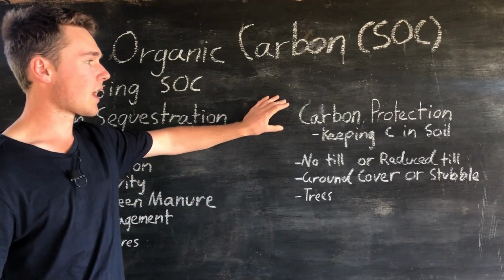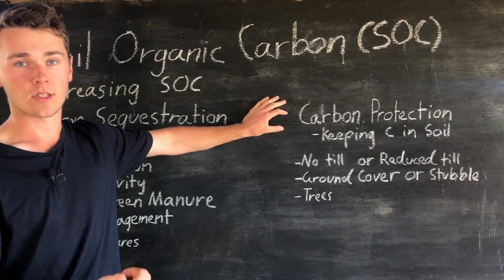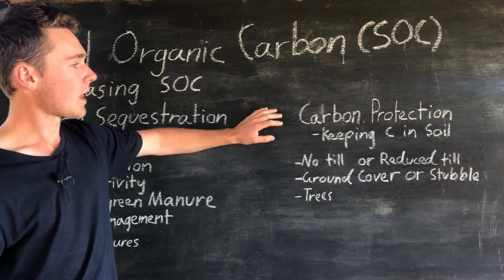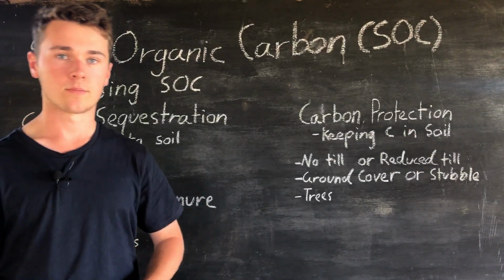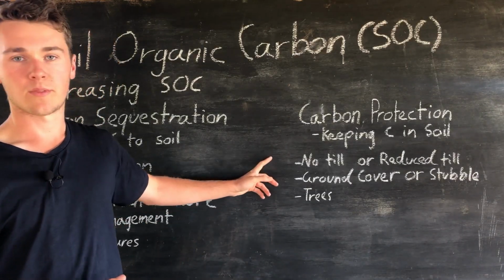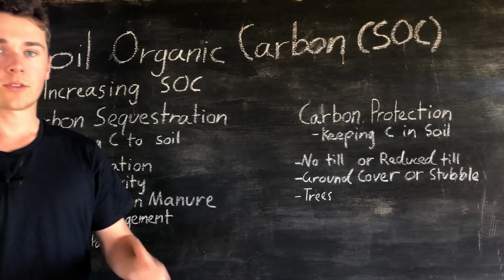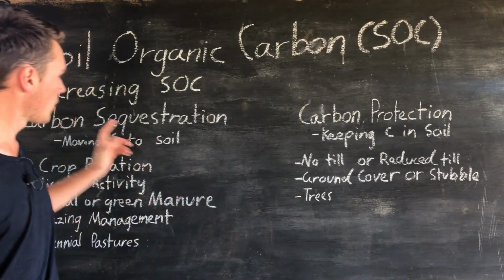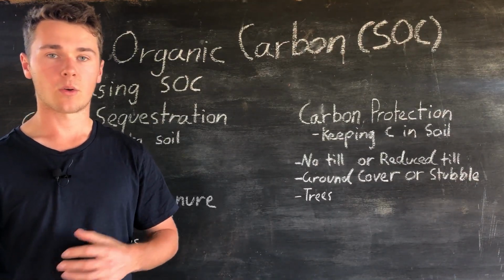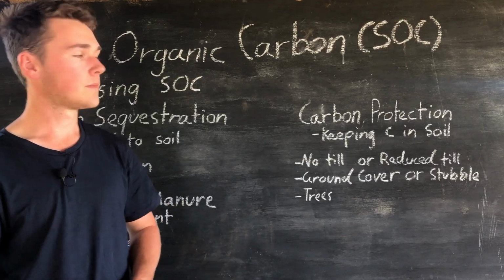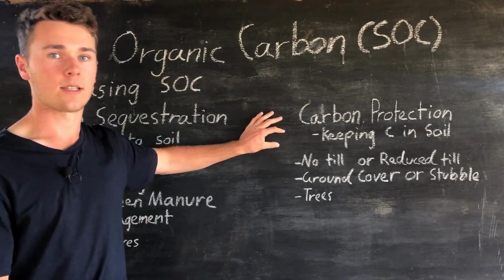So the whole idea of carbon protection is to protect our carbon from erosion, so anything that prevents erosion and prevents our soil carbon from being exposed to oxygen, which will prevent oxidation. And so these are two ways that we can increase our soil organic carbon: moving carbon into our soil, which is pretty much through increasing our organic matter and putting it into our soil, and then the second one is protecting the soil organic carbon that's already in our soil.